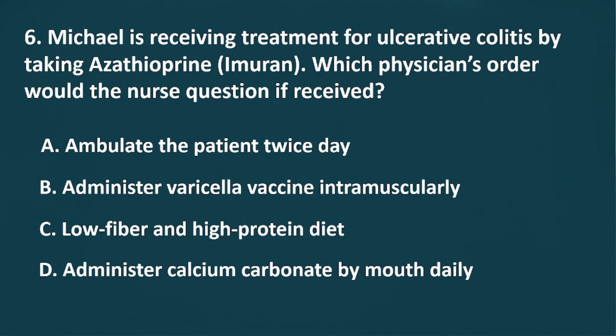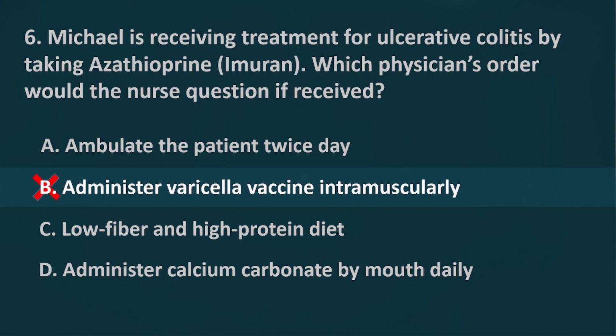The correct answer is letter B. Azathioprine, Imuran, is an immunosuppressor medication that decreases the immune system. Therefore, the patient should never receive a live vaccine such as varicella and other vaccinations.